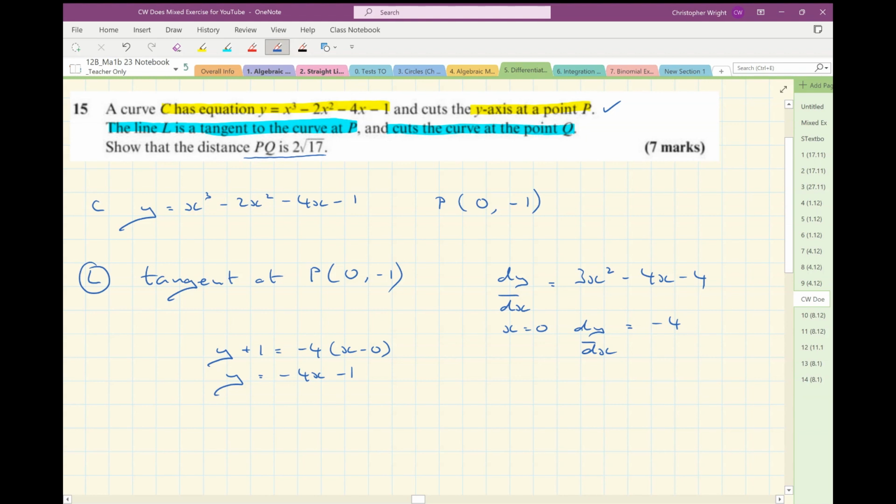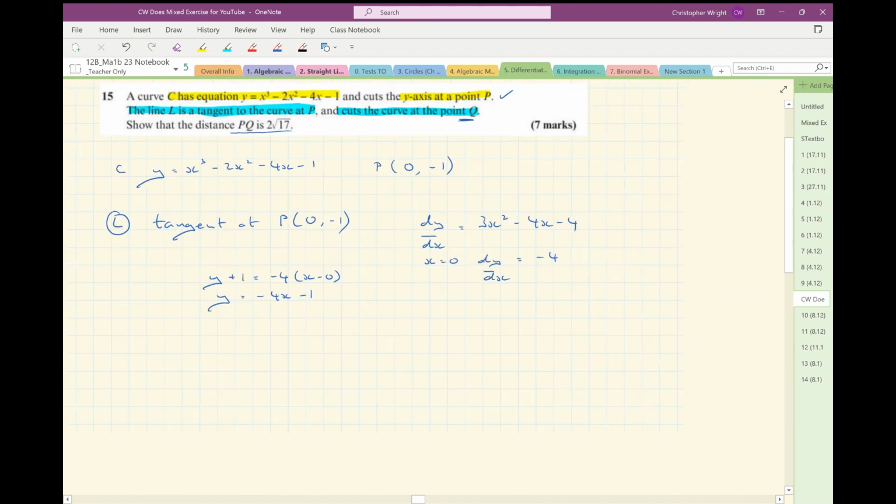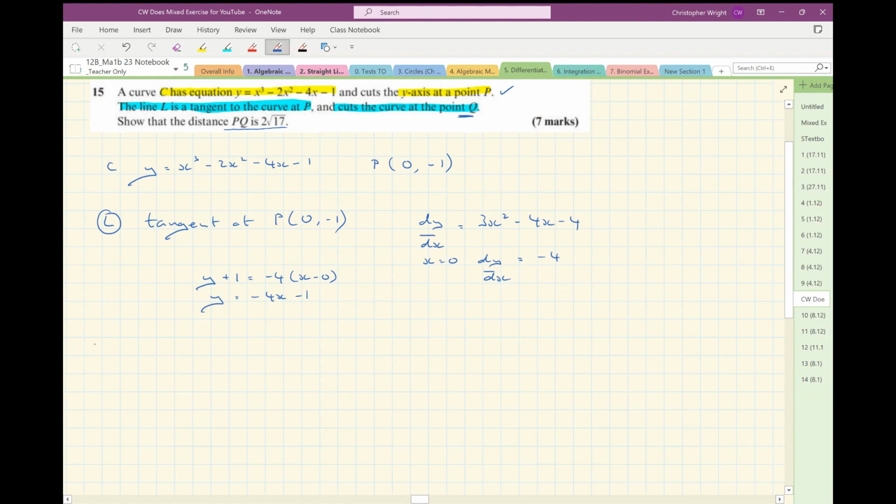And that is the equation of the tangent. Okay, now that tangent to the curve cuts the curve at another point. Look, it cuts the curve at the point Q. So I need to find out when L will cross the curve C.